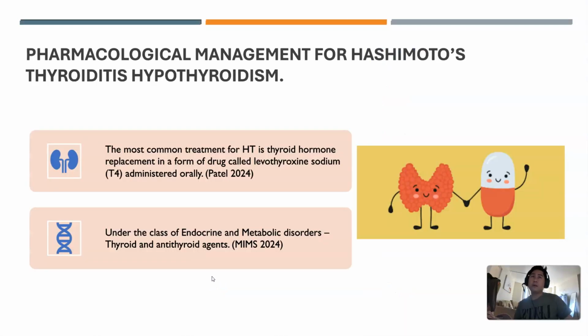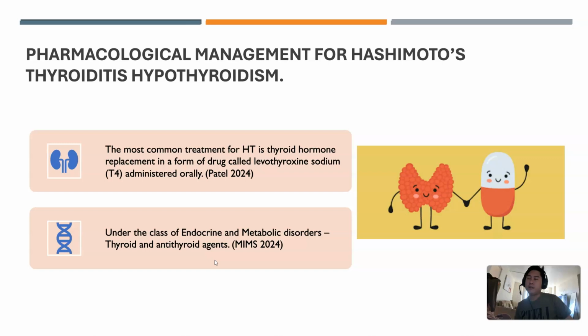Now, the most common pharmacological management for Hashimoto's thyroiditis hypothyroidism is levothyroxine sodium, or Levothyroxine Sandoz here in Australia. You can look it up on the MIMS. It is under the class of endocrine and metabolic disorders. Now, levothyroxine is a synthetic version of the natural thyroid hormone thyroxine.